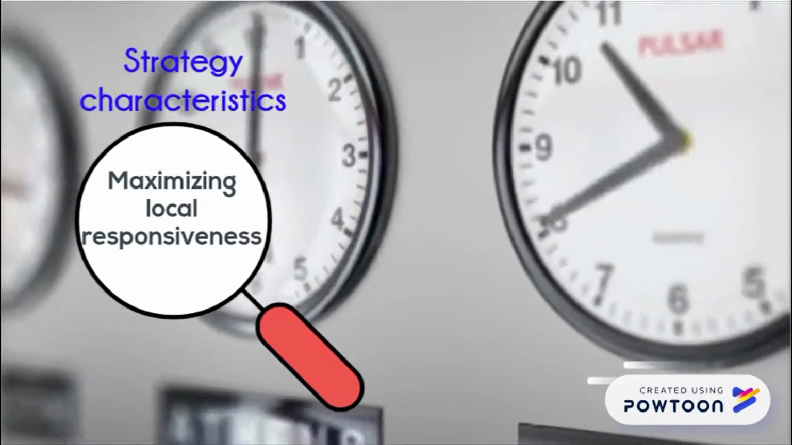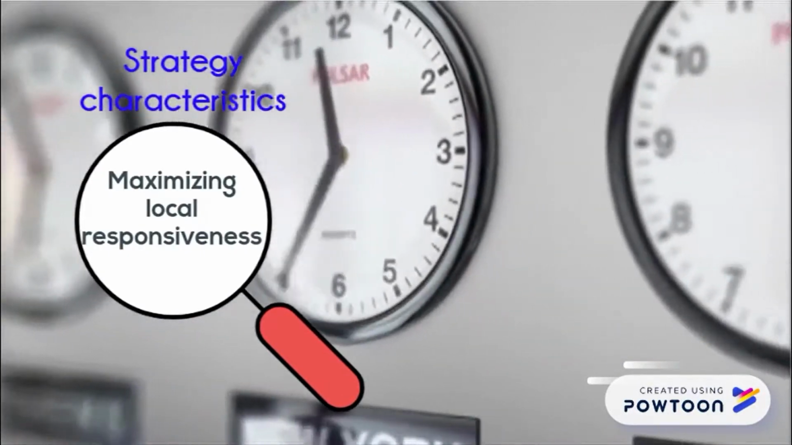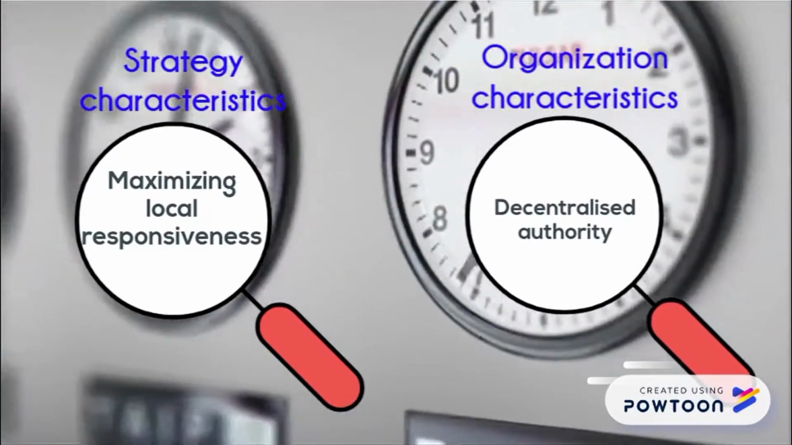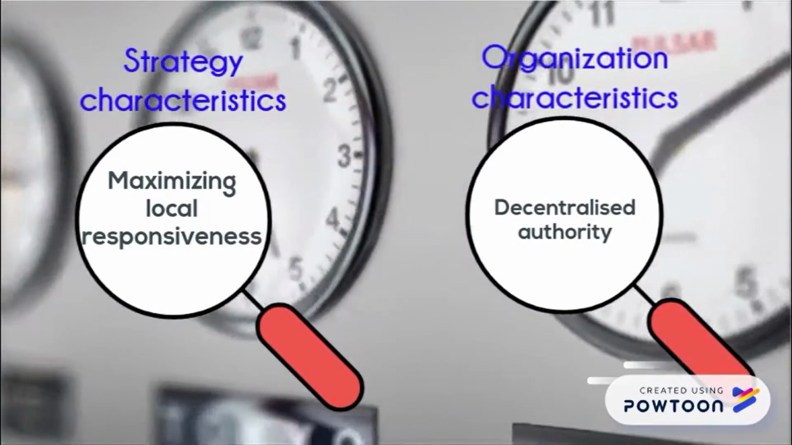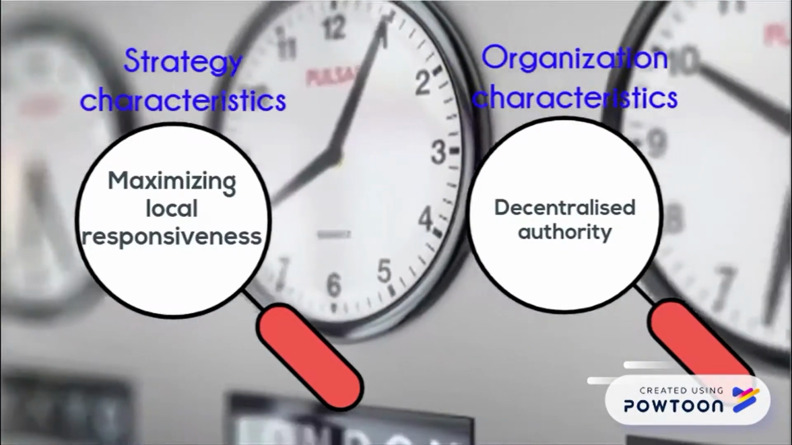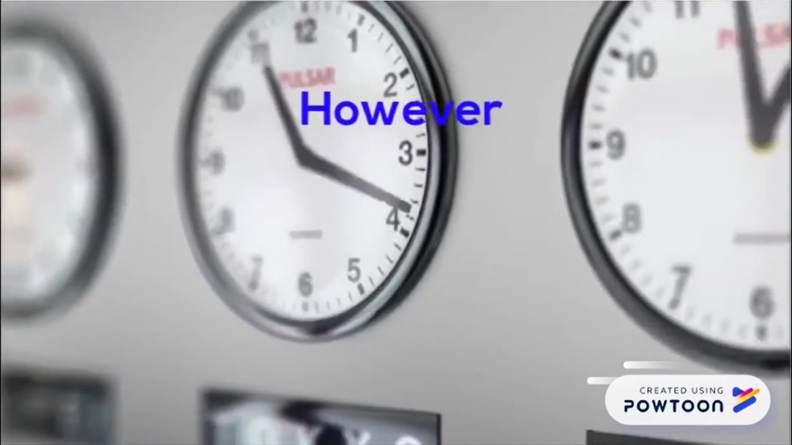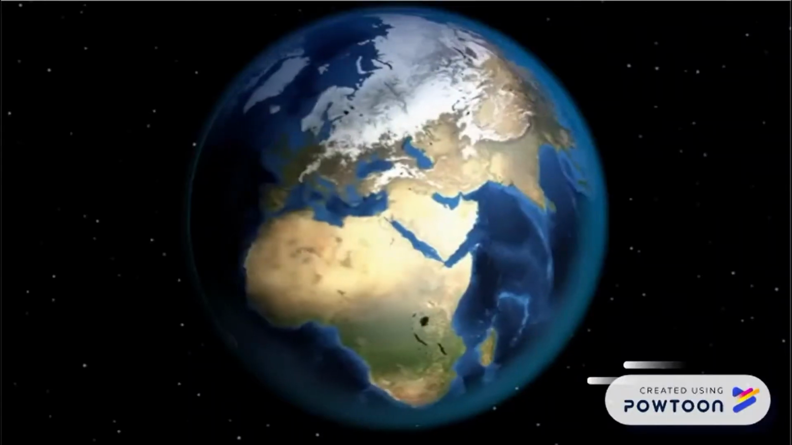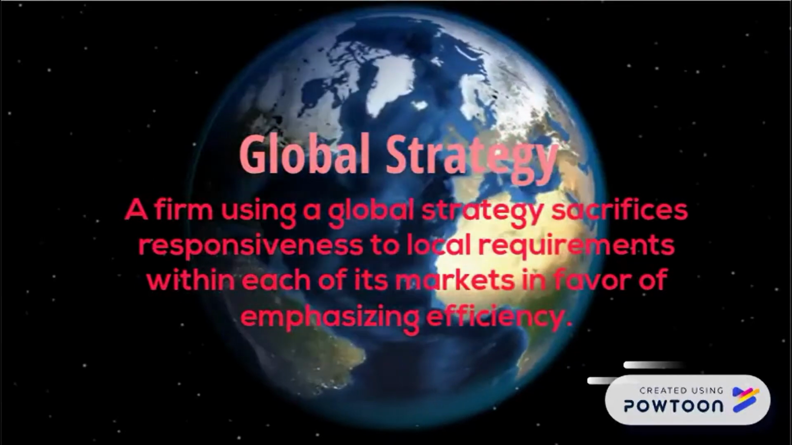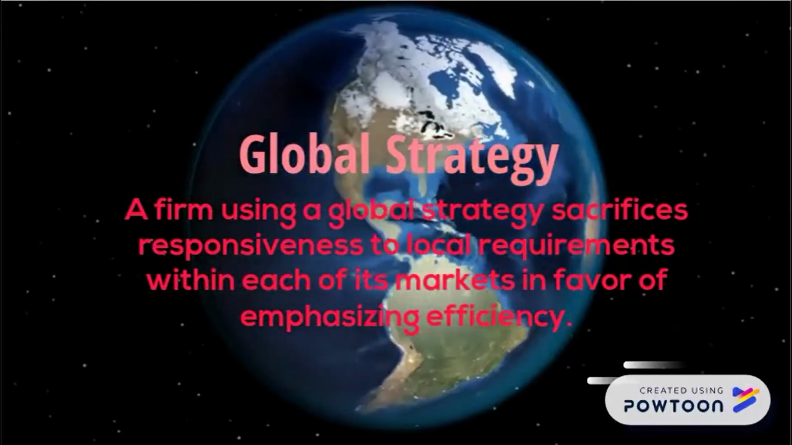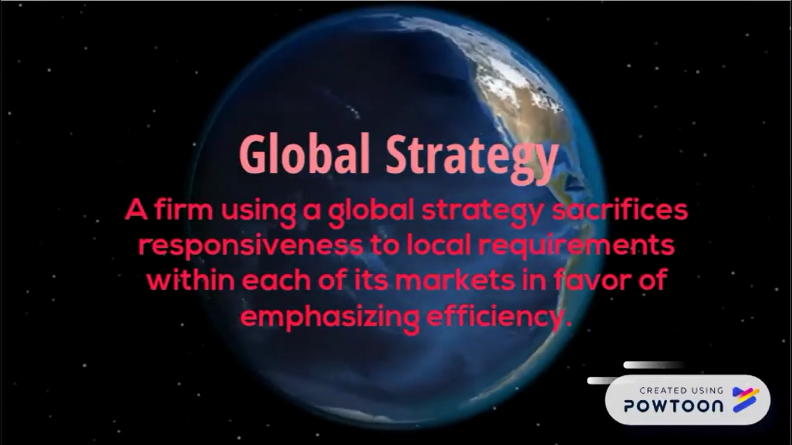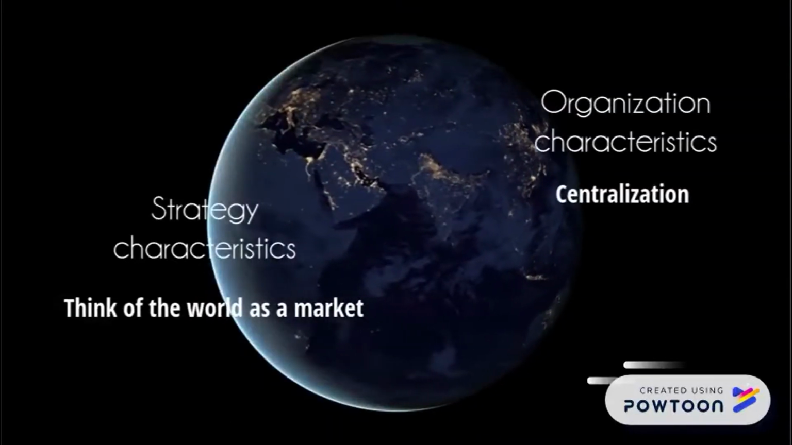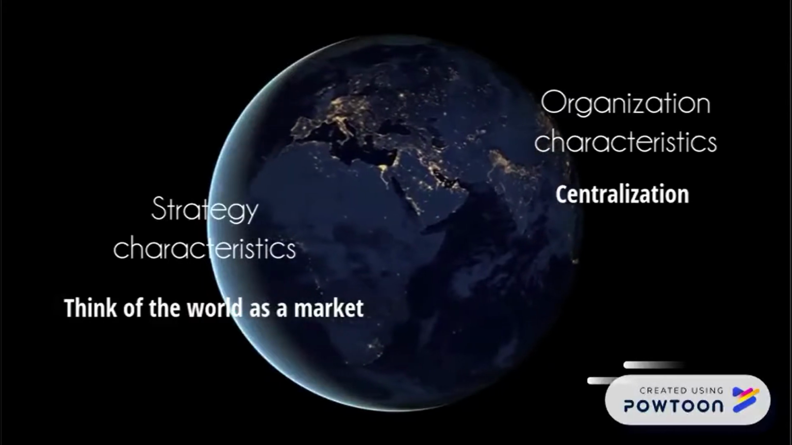Therefore, the operational decisions of companies using this strategy are decentralized to local branches or outlets to enhance local responsiveness. However, it has little or no cost reduction. In the opposite, the global strategy doesn't care much about local responsiveness. This strategy focuses on cost reduction by standardization and generates economies of scale.